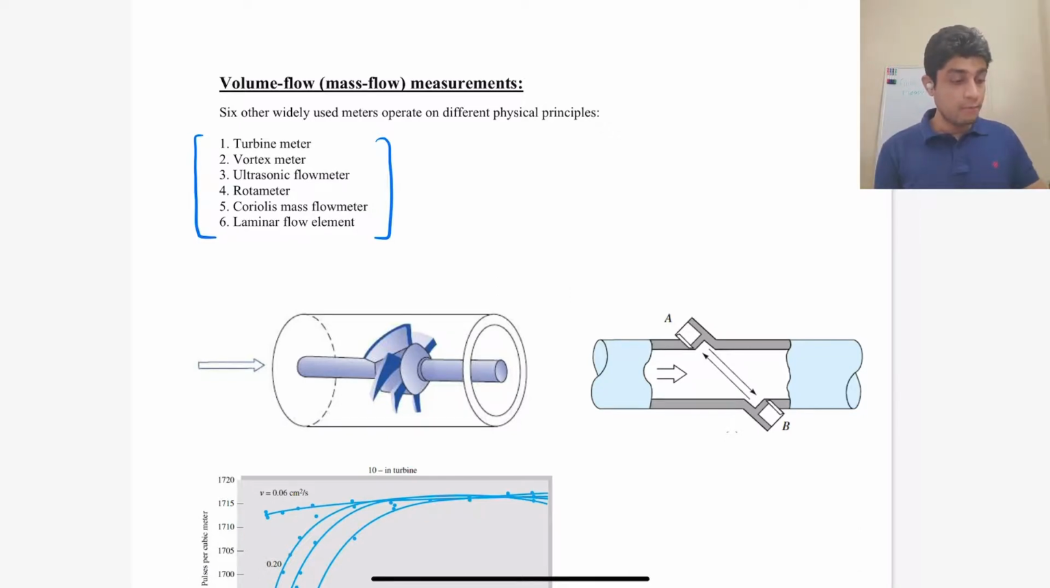So the flow meters that I will discuss ahead are the Turbine Meter, Vortex Meter, Ultrasonic Flow Meter, a Rotameter, Coriolis mass flow meter, and a laminar flow element.